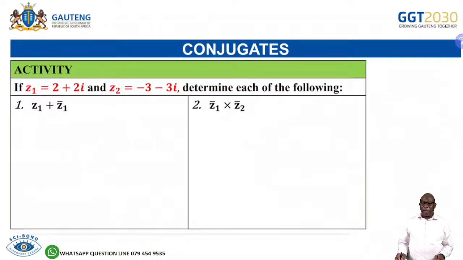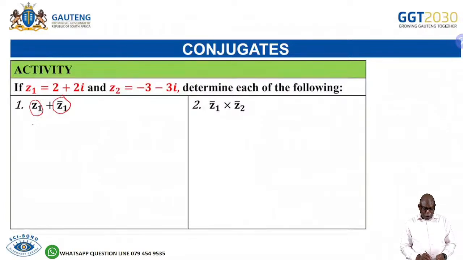Now let's look at the activity on conjugates. In this case, this is a complex number, and this is its conjugate. So you must check carefully in the assessment whether there is a bar on top of the z. If there's a bar on top, then you must know it's a conjugate. These examiners are very tricky. Sometimes they give you the conjugate and want you to give them the complex number. You just change the sign of the imaginary part, nothing else.